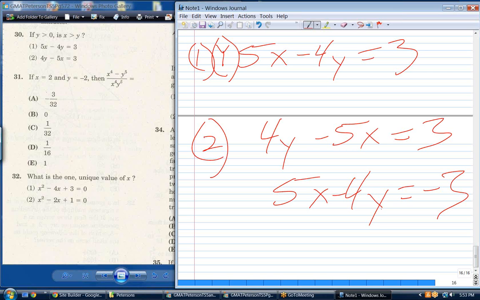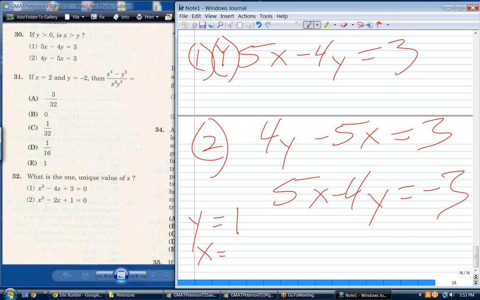Y is a positive number. So in this case, if y is 3, x is bigger than y. If y is 1, x is smaller than y. So here we try x equals 1, y equals 1, which means that x is equal to what?